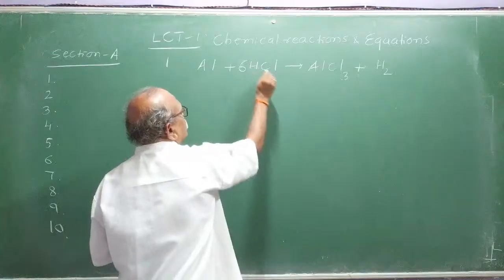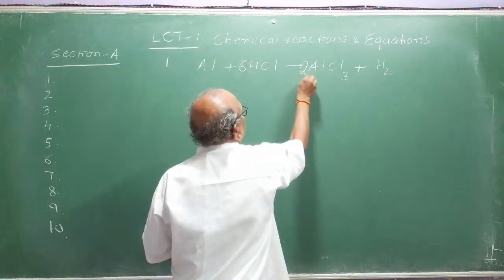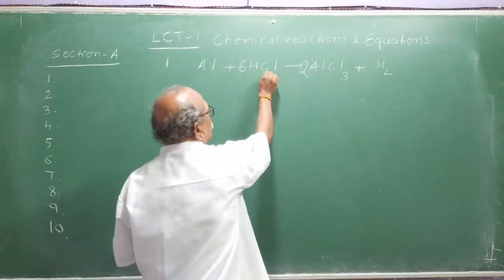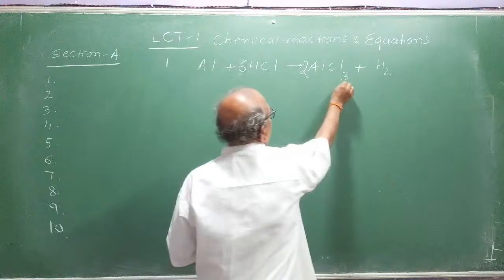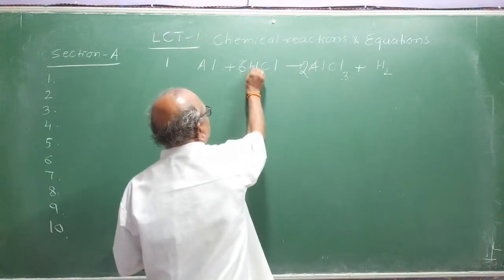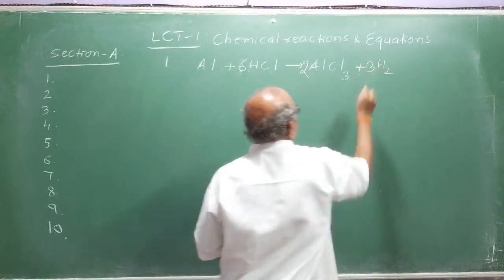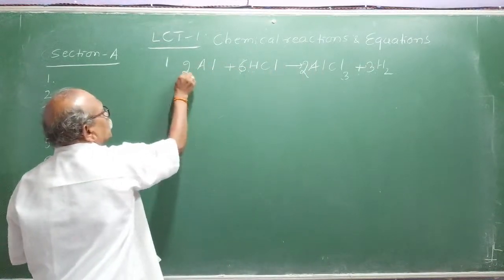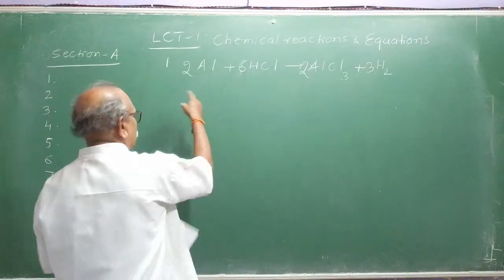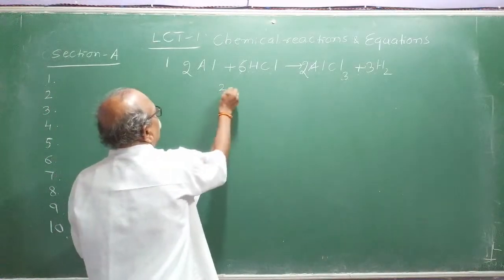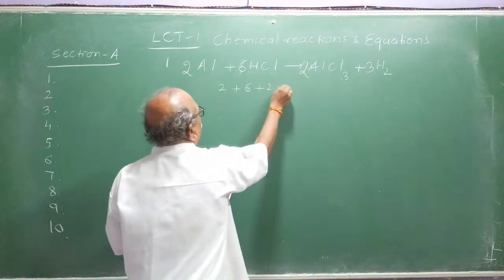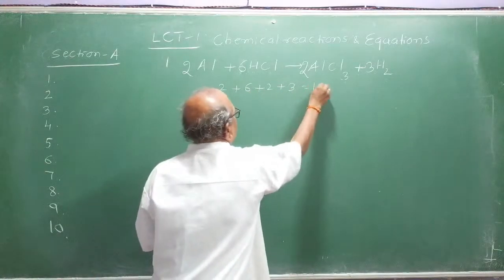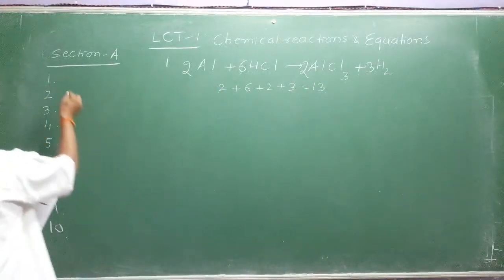Then I can write 6HCl. To make 6 chlorine, you have to make aluminum chloride 2 AlCl3. 6 chlorine atoms and 6 hydrogen atoms. 2 threes are 6, so chlorine atoms are balanced. 6 hydrogen atoms can be written as 3H2. To balance aluminum, 2 aluminum here, 1 aluminum there, you have to take a 2. Sum of the coefficients is 2 plus 6 plus 2 plus 3. What do you get here? 2 plus 6, 8, 8 plus 2, 10, 10 plus 3, 13. The correct option among the given is C.